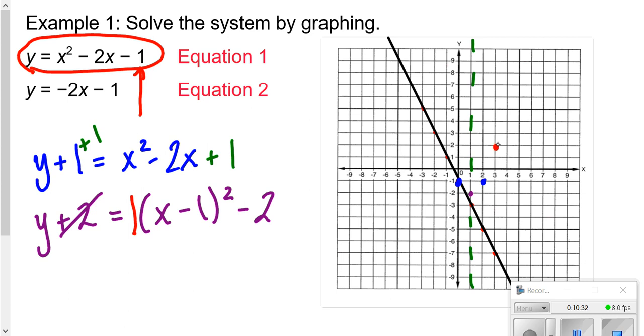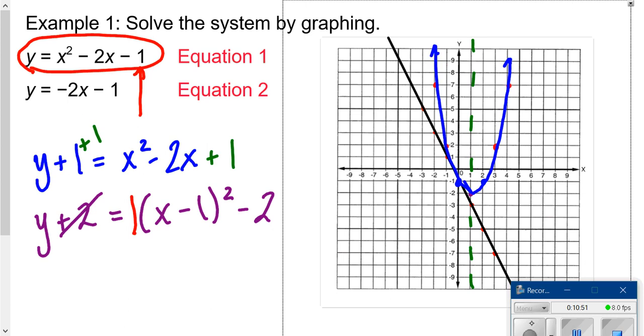There has to be a matching point for that over here. Over 3, up 9. There has to be a matching point for that over here. 1, 2, 3, there. So there's my parabola. So here is my graph.